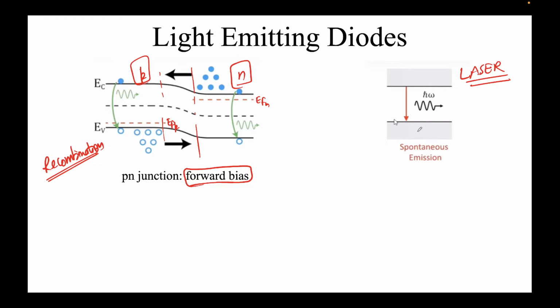For LEDs, it's spontaneous emission. This means nothing is driving it, so it's as if it's happening on its own, which is true. For instance, an electron here will see a hole here, it will simply recombine, as simple as that. Now when it is recombining, what is the energy of this photon?